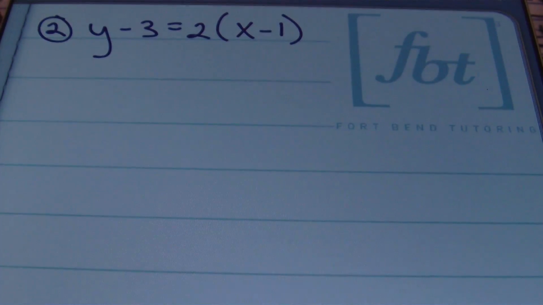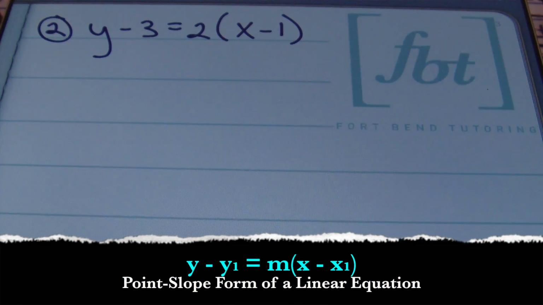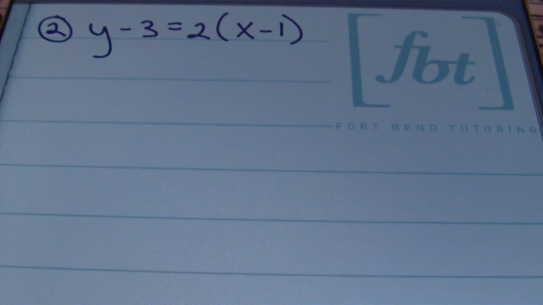Continuing on, we're looking at problem number 2. In problem number 2, you have the equation y minus 3 equals 2 times the quantity x minus 1. And guess what? This equation is written in point-slope form. That's right, point-slope form. Another form of a linear equation that you should be aware of. So if we're asked to write this in standard form, what do we do? Well, we're going to start out with the distributive property. That's right, my favorite property in the world.